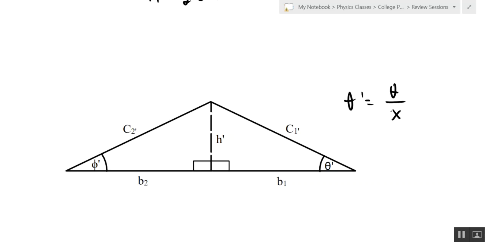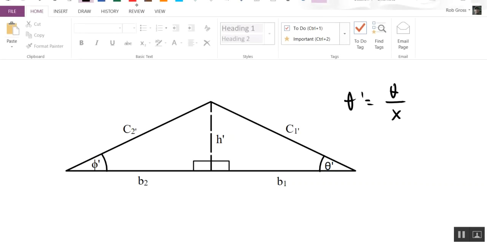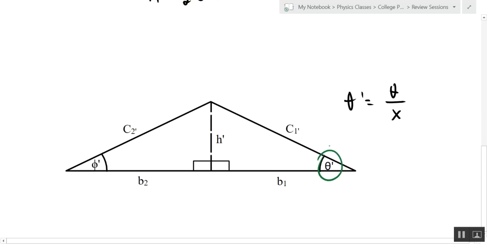So now what you know is this. I'm going to circle what you know in the second triangle. Now you know theta prime, and you know B1 and you know B2. That's it, because everything else changed. You didn't know anything else off the top of your head.